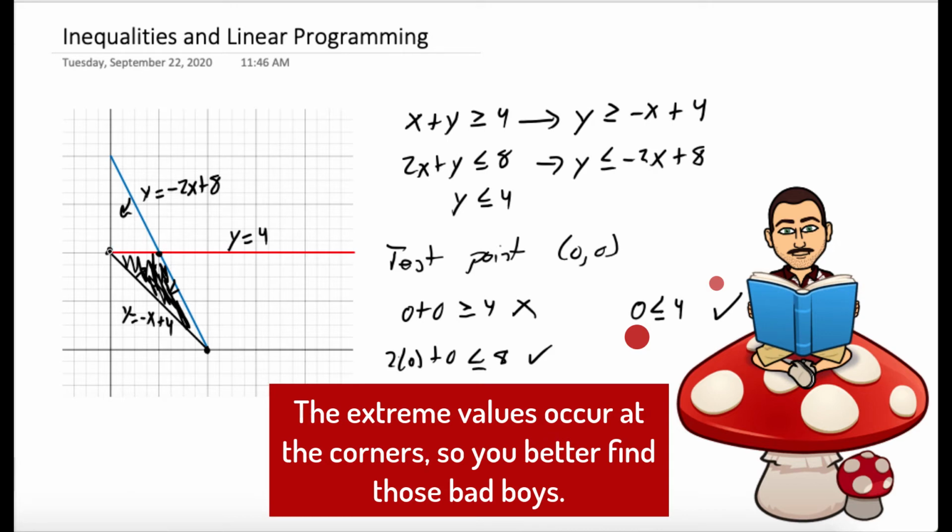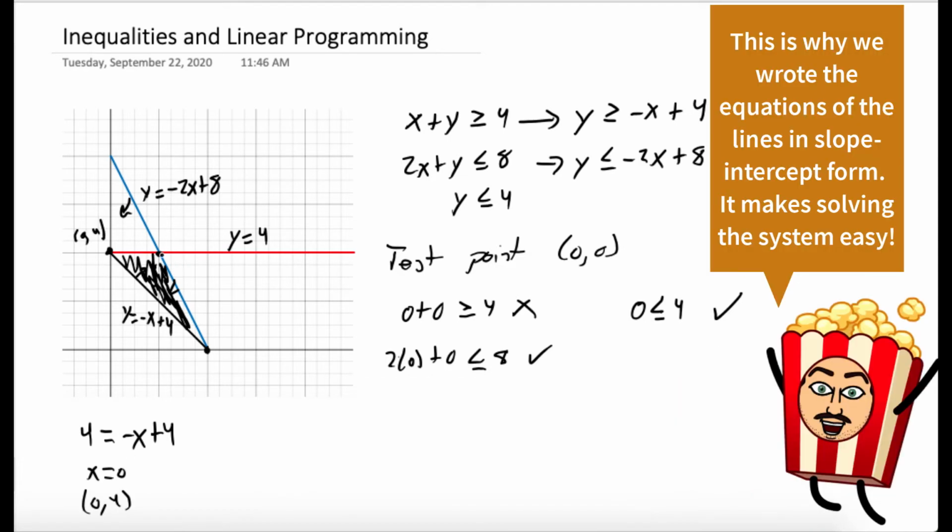And we know that our function is maximized and minimized on these corners. We got to find the equation of the corners. So let's find where the red line intersects the black line. So we solve that system of equations. We get the point 0, 4. Now let's solve for when the blue line, y equals negative 2x plus 8, intersects the red line. Well, that's negative 2x equals negative 4, or x equals 2. So that's the point 2, 4.